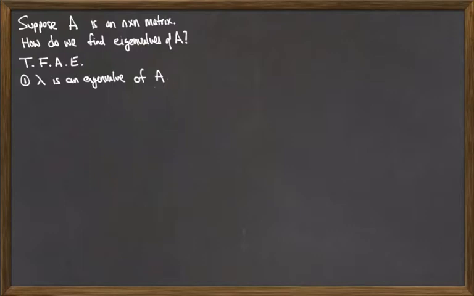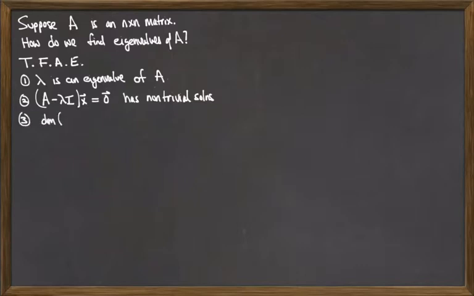So lambda is some number, and if it's an eigenvalue of my matrix A, then it must be that if I look at the homogeneous equation A minus lambda I times x equal to 0, it has non-trivial solutions. If that's the case, it means the null space is not zero-dimensional, that there's at least something other than the zero vector in the null space of that matrix. So the dimension of the null space of A minus lambda I, what we've been calling the lambda eigenspace, is non-zero in dimension.